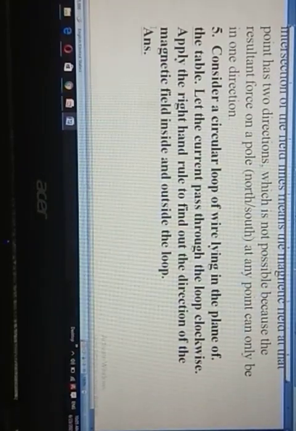Another question: consider a circular loop of wire lying in the plane of a table. Let the current pass through the loop clockwise. Apply the right hand rule to find out the direction of the magnetic field inside and outside the loop.